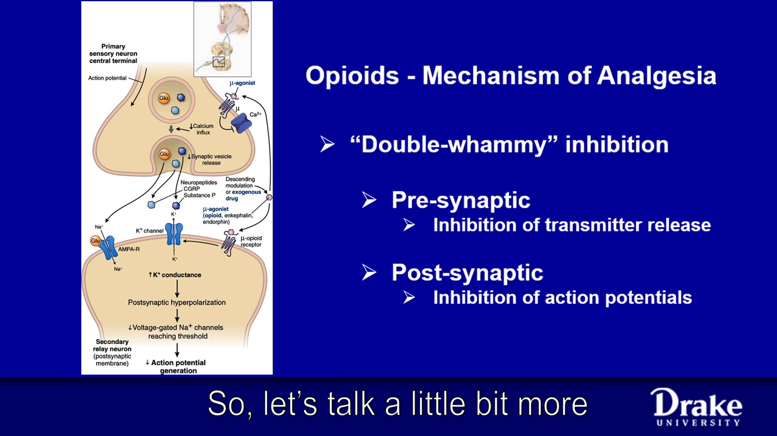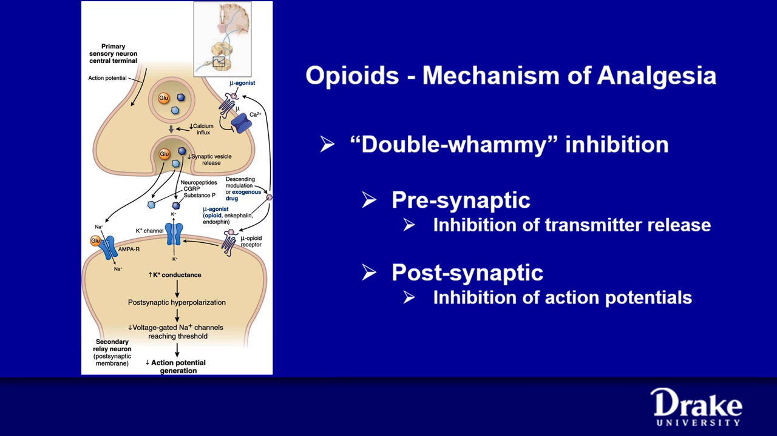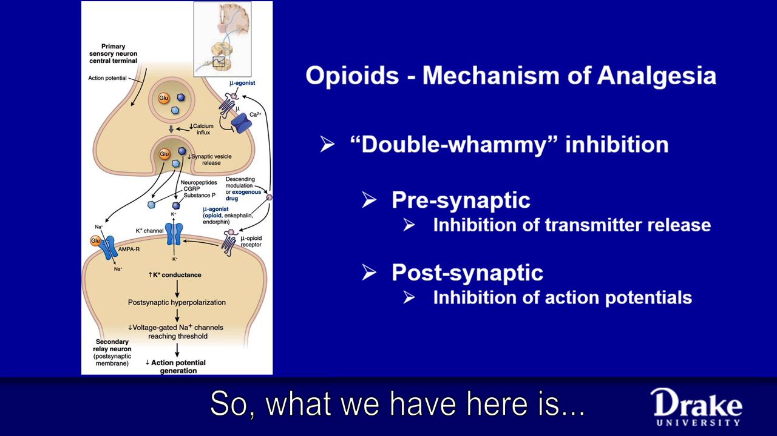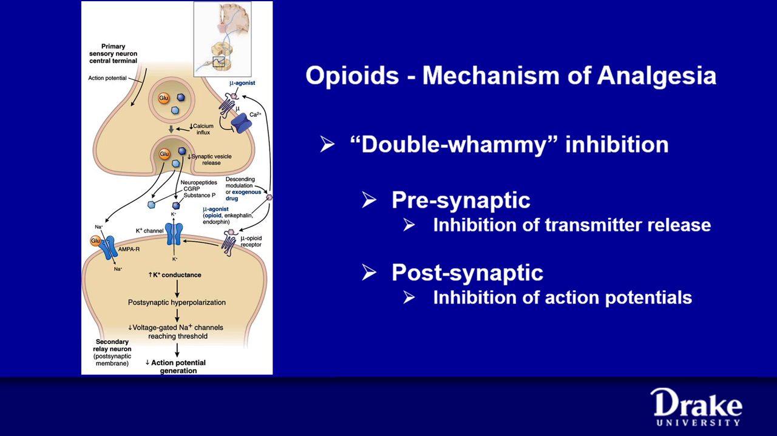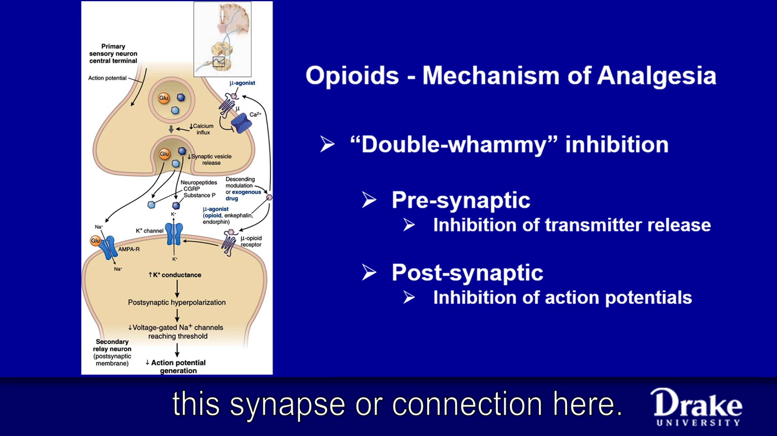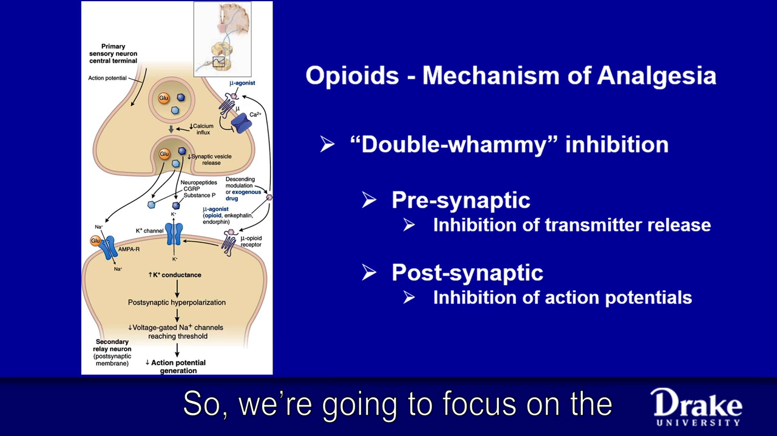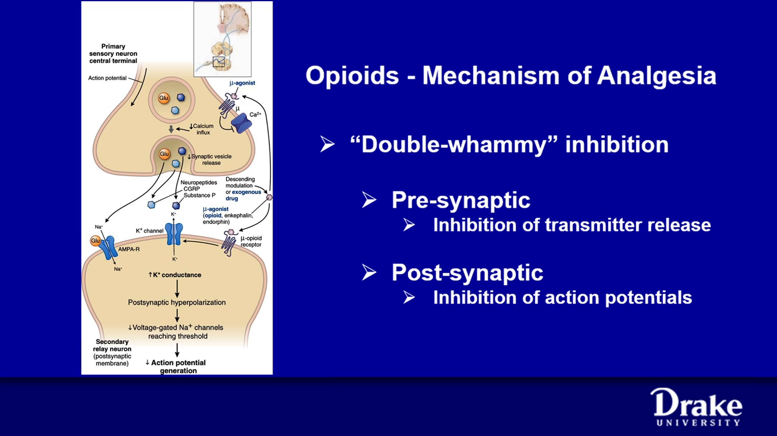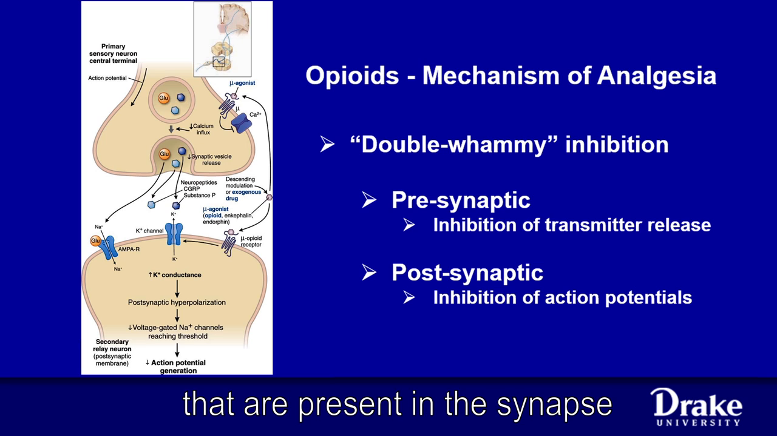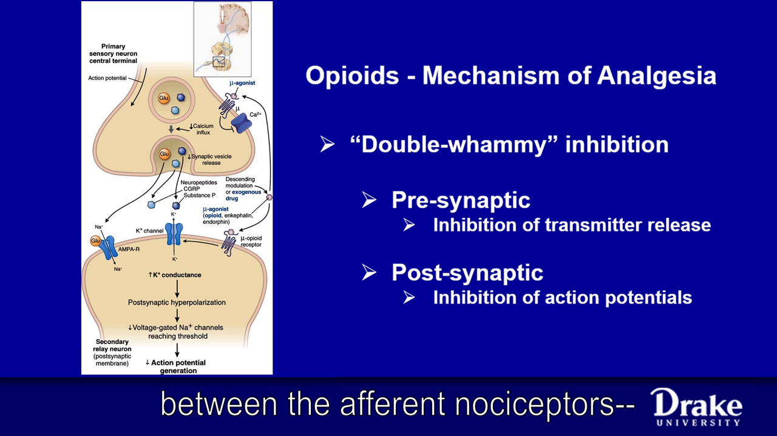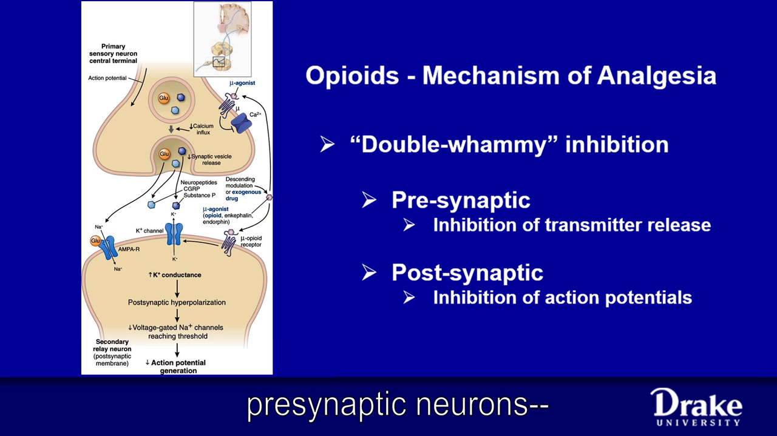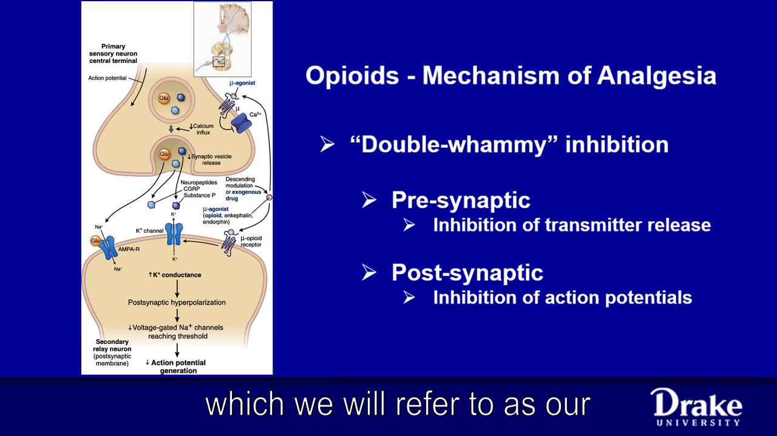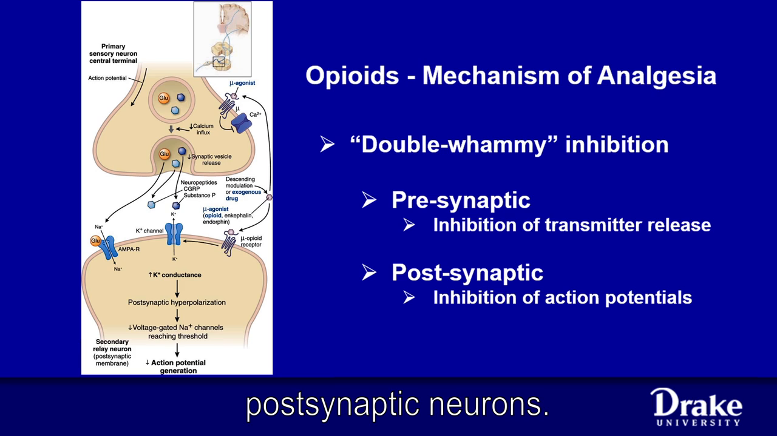So let's talk a little bit more about what opioids do and how their binding to the mu opioid receptor results in a reduction in pain transmission. What we have here is a magnified view of this synapse or connection. We're going to focus on the mu opioid receptors present in the synapse between the afferent nociceptors, which we'll refer to as our presynaptic neurons, and our dorsal horn neurons, which we will refer to as our postsynaptic neurons.